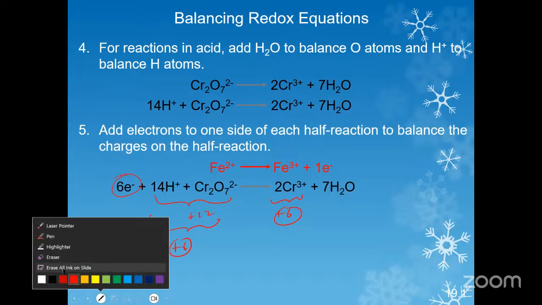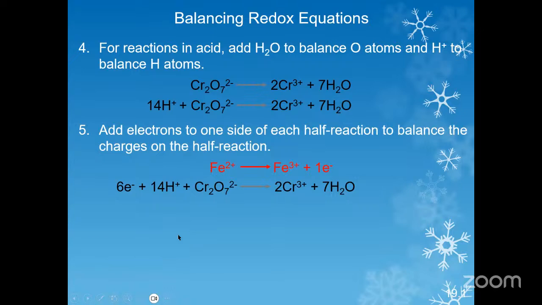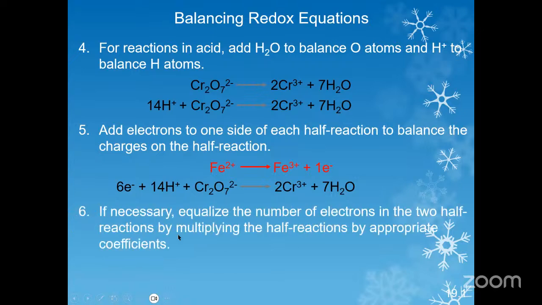A couple more steps involved. Because now we have to take into account the fact that for this half equation, the number of electrons is 1, and here we have 6. And that's a problem, because remember I said that in every redox reaction, the number of electrons lost and gained will be the same. That's not the case here, because we have 1 electron being lost here, and we have 6 electrons being gained in the second half equation.